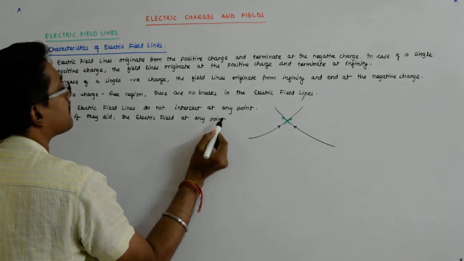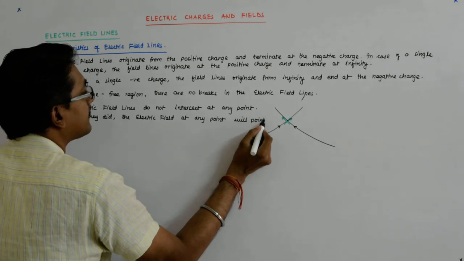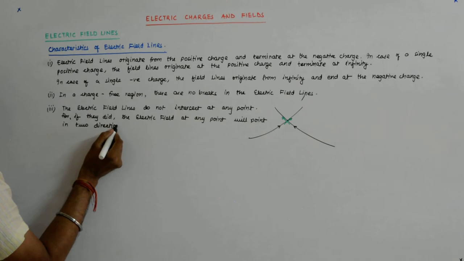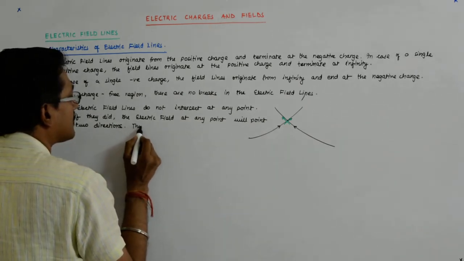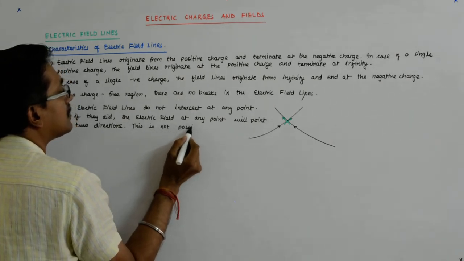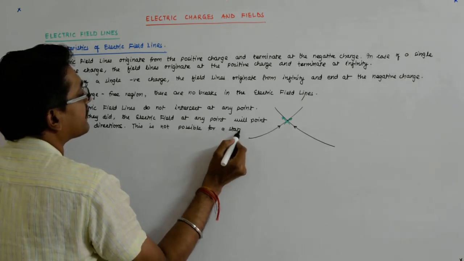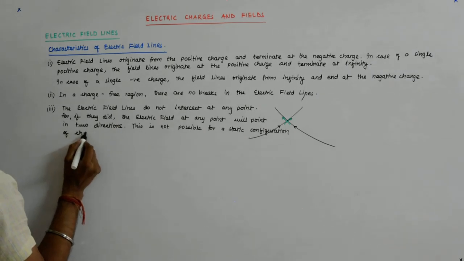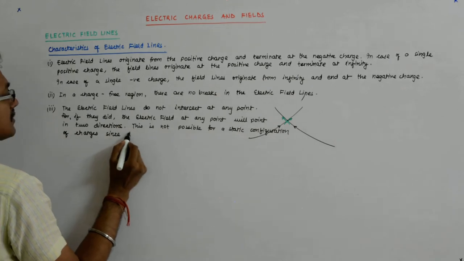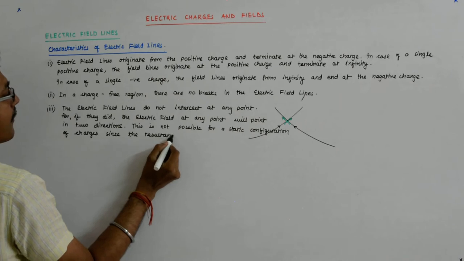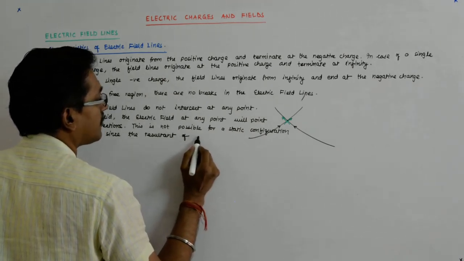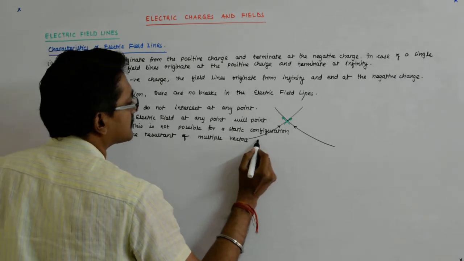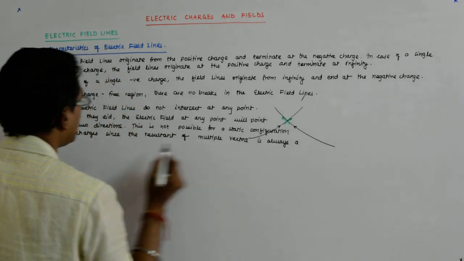The electric field at any point will point in two directions. Okay? This is not possible for a static configuration of charges, since the resultant of multiple vectors is always a single vector.